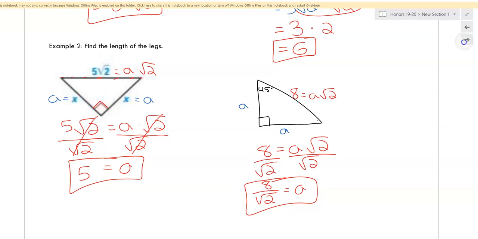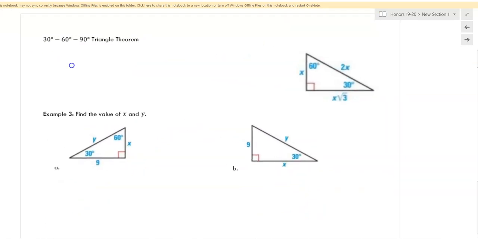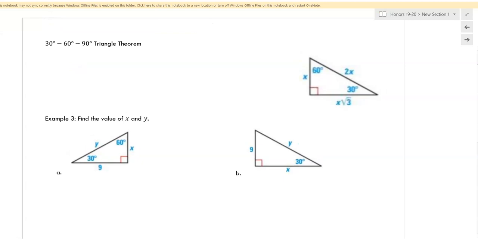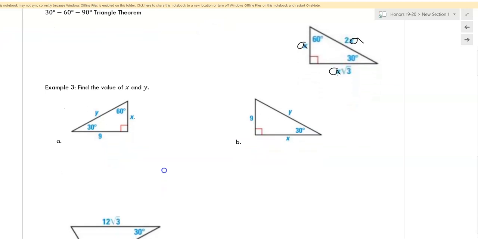Alright, let's look at our next page. Our other type of special right triangle is a 30, 60, 90. And same thing, I'm going to change this to A and A root 3 and A. Because now if I find the value of x and y, I don't want to get confused with this x and this x. So I like to use a letter that's not part of it.